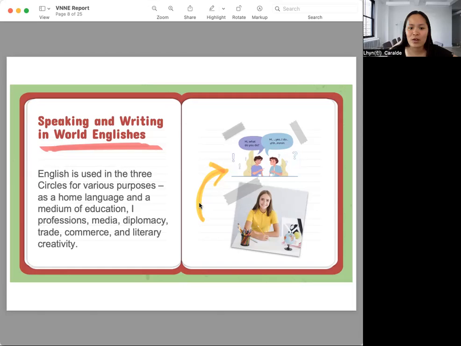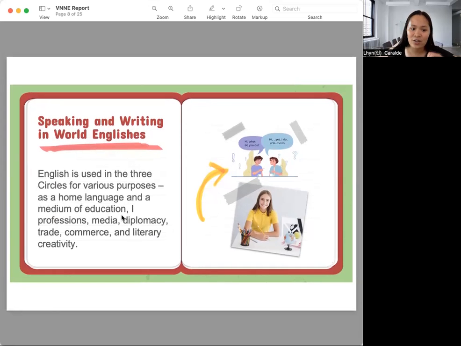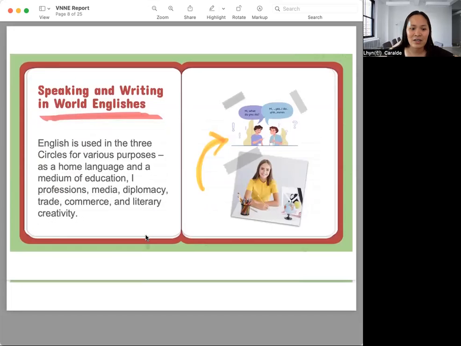Let's try to remember that my report or my topic includes Japan and Korea, some parts of Asia, Japan, Korea, Thailand. They are already considered in the outer circle, or the L2. So the English that we use in this circle, we use for education, professions, media, diplomacy, trade, commerce, and literary creativity.